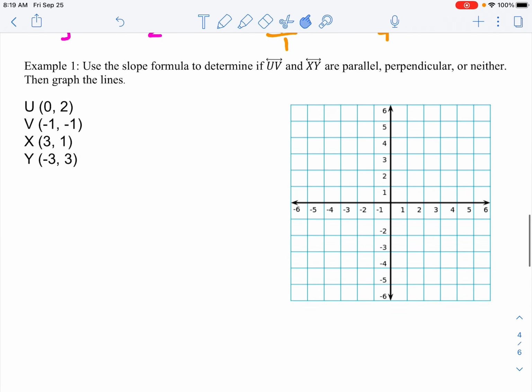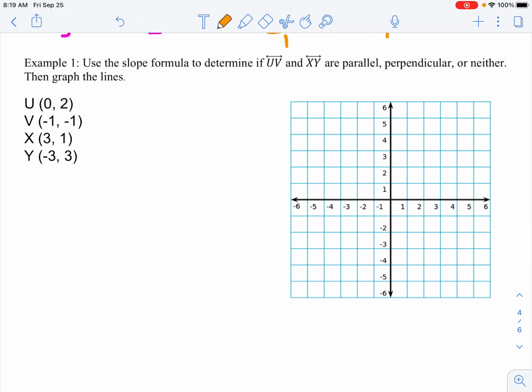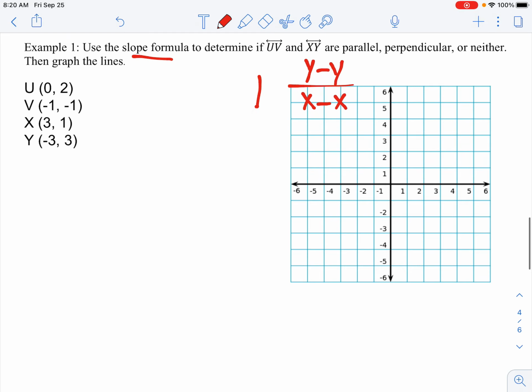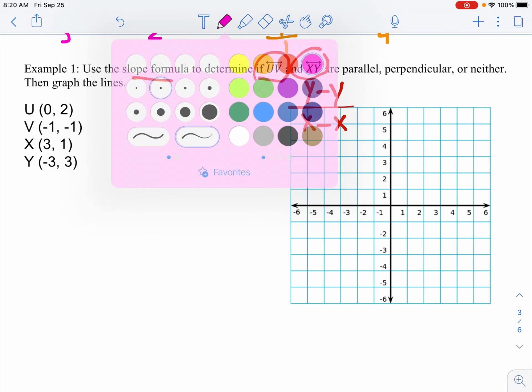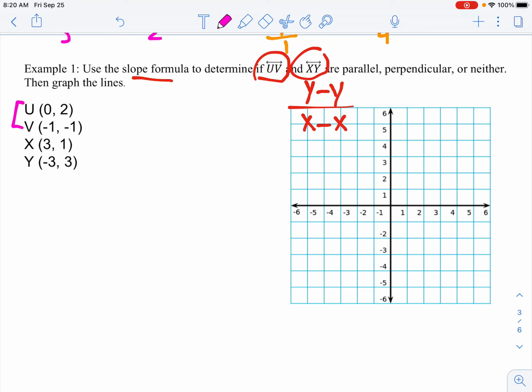Okay, let's go ahead and try an example, and let's look at it. This says use the slope formula, so we're going to be using y minus y over x minus x. The graph is just here to help, but we won't be using the graph at all. It says to find it for UV, and it says to find it for XY. So we're going to be doing two slope problems. The first one, I'm going to use U and V.